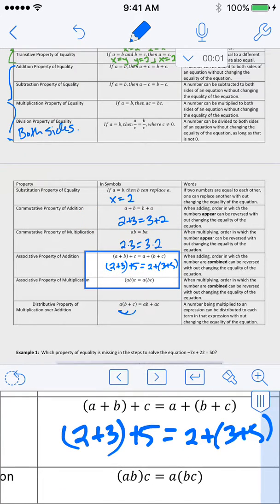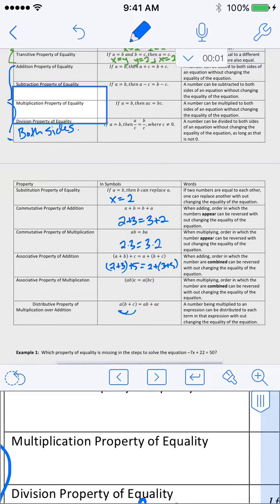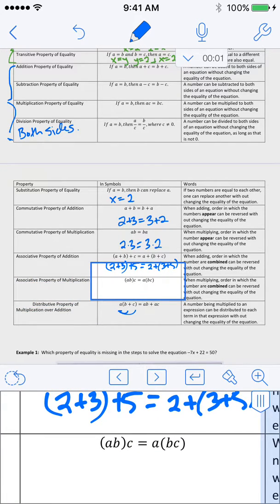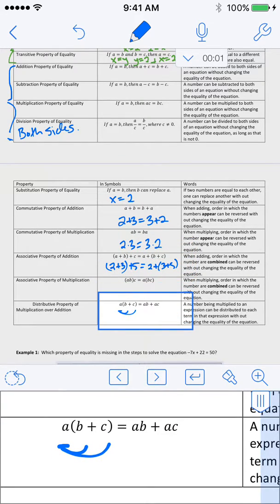So notice, none of this is brand new. You should know every single one, but just in case you don't, they're all listed here for you. You might not have known that it was called the multiplication property of equality, right? Or you might not have known it was called associative property of multiplication, right? But you definitely have worked with them before. You've worked with adding things in different orders. You've worked with distributing numbers in, right?